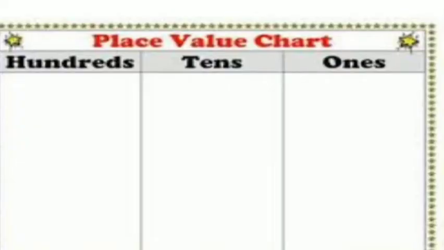This is the place value chart which represents ones, tens and hundreds. By using this chart, we are going to find which number comes under ones, tens and hundreds. Do you know what value comes under ones place, what value comes under tens place, and what value comes under hundreds place?